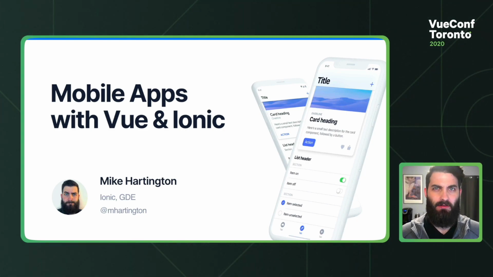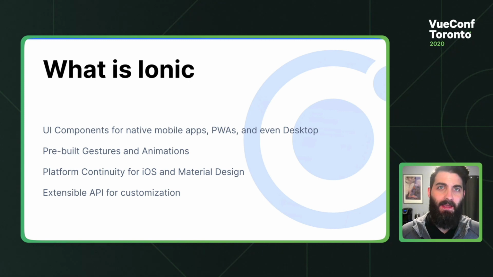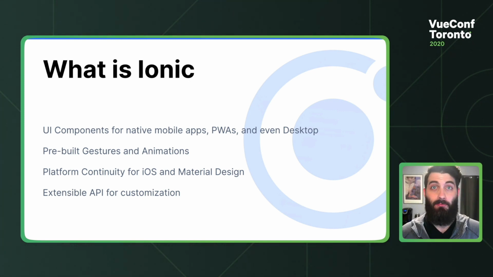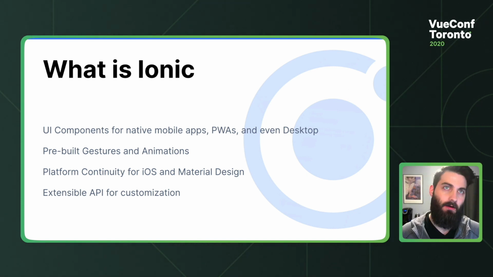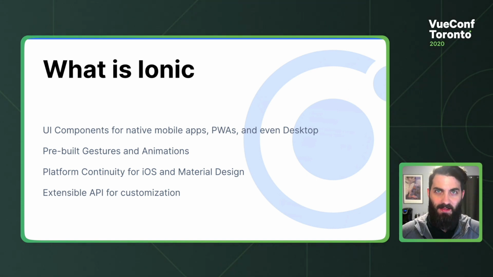My handle's mhartington. So, for those who do not know, Ionic is a UI framework for building mobile apps, progressive web apps, or even desktop apps. We give you all of the core components that you would expect to get from the native SDKs, just ours are built with web technologies. So this means you get access to things like buttons, cards, list items, anything that you can expect to get that will help you build a mobile app faster.